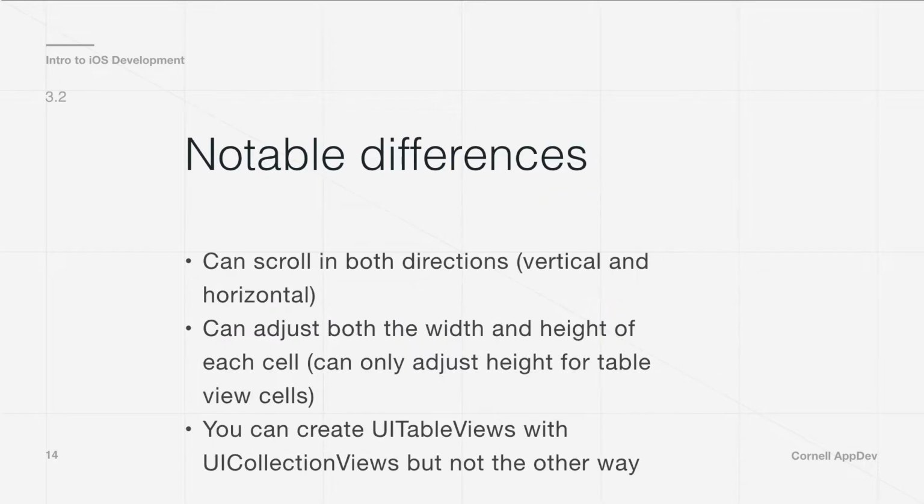Okay, cool. Let's go through some differences. UI collection views can scroll in both directions, vertical and horizontal. With table views you can only scroll up and down, but in collection views you can scroll left and right as well. You can also adjust the width and height of each cell, whereas you can only adjust the height for row at for a table view cell. And if you think about it, since collection views can do vertical and horizontal scrolling, and you can change the size of the cells, you can make a UI table view with a UI collection view, but you can't make a collection view with a table view.